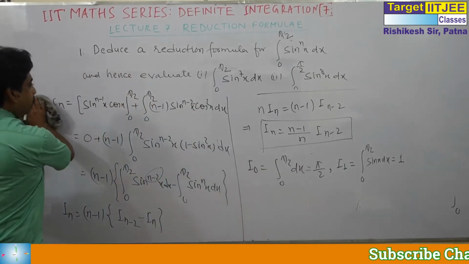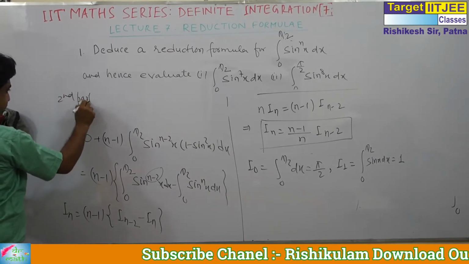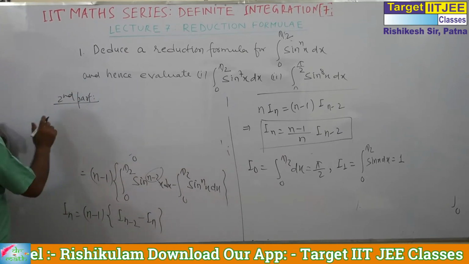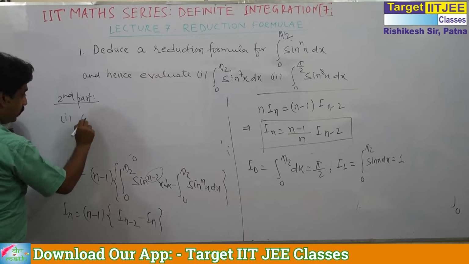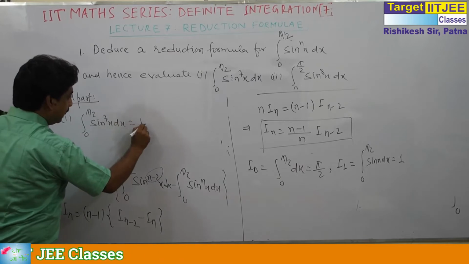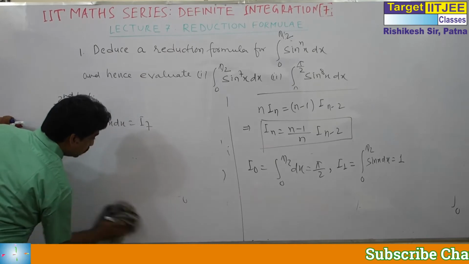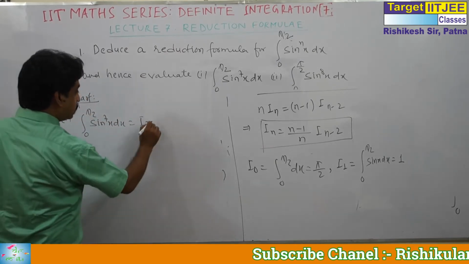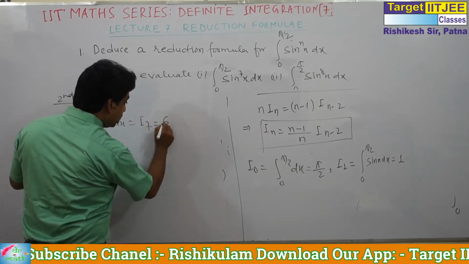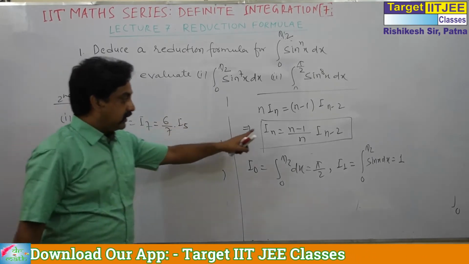Now, come to the second part. What is the second part? We have to find the integral from 0 to pi by 2 of sine to the power 7x dx, that means I_7. And now see the use of the reduction formula. How do we apply the reduction formula? When we put 7 here, this is 6 by 7 I_5.